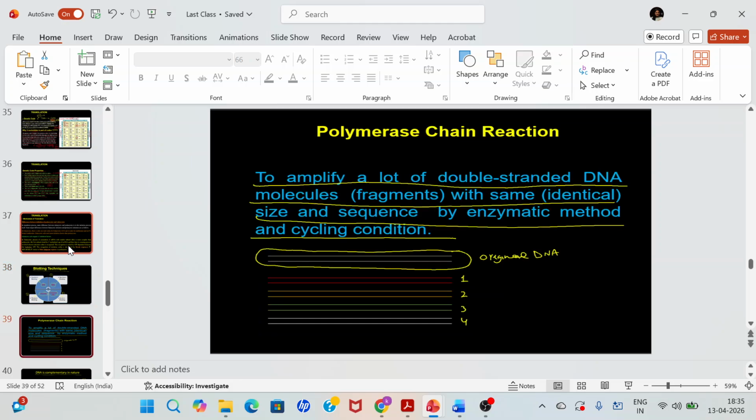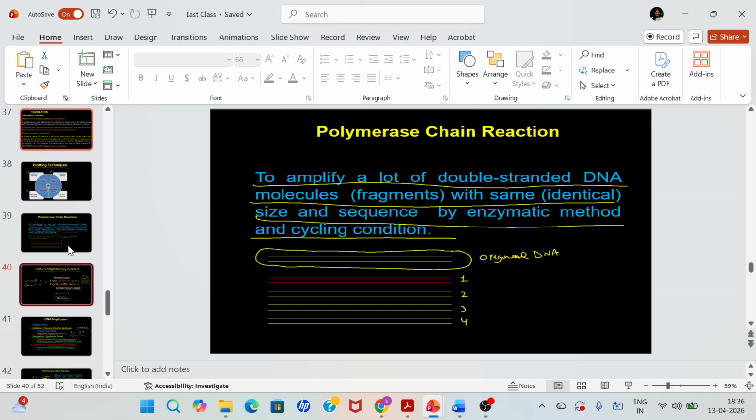Next is the polymerase chain reaction. It amplifies a lot of double-stranded DNA fragments with the same identical size and sequence by enzymatic methods, under specific cycling conditions. So PCR is basically the amplification of whatever your gene of interest is, under situations similar to the cell.